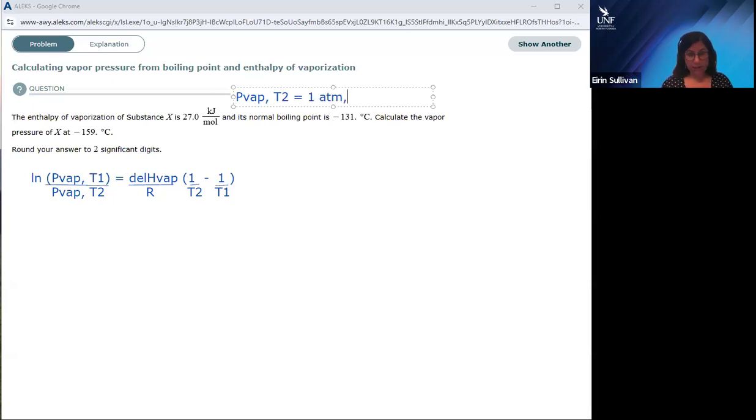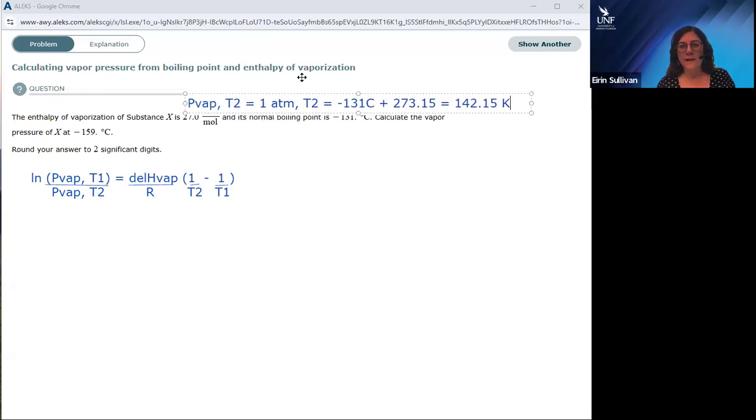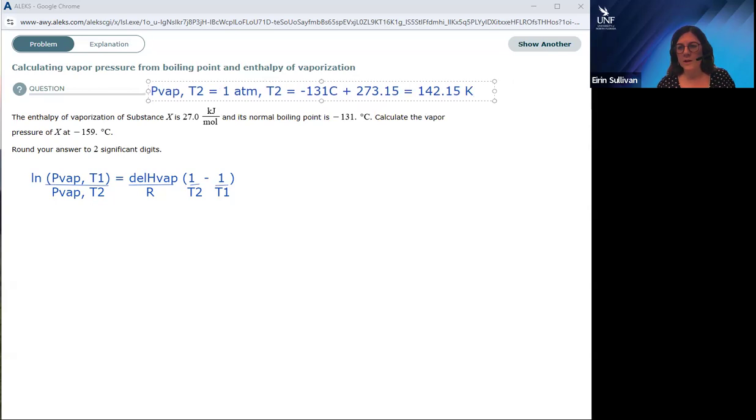Okay, and then T2, this is going to be minus 131 degrees Celsius, but we're going to have to convert that into Kelvin. So we are going to add 273.15, which is going to give me 142.15 Kelvin. Okay, so we make sure that we have assigned that. So from this part of the question, that is what we're getting. So normal boiling point, that is going to be our T2.